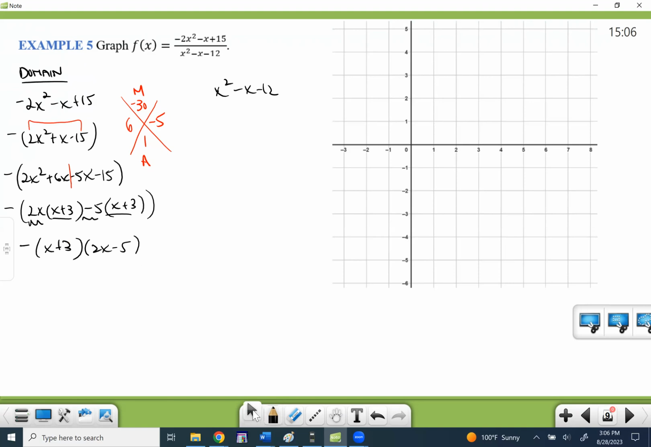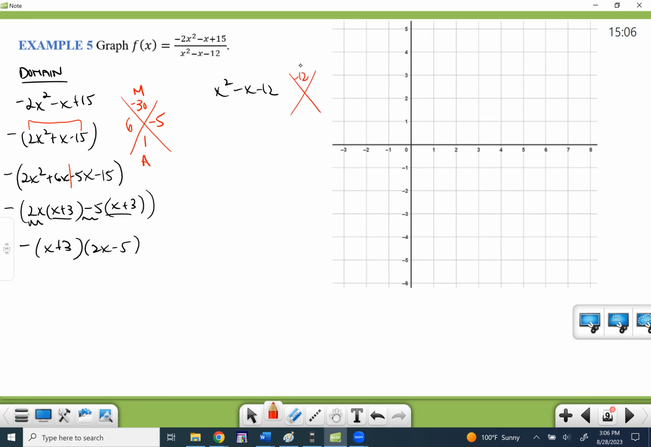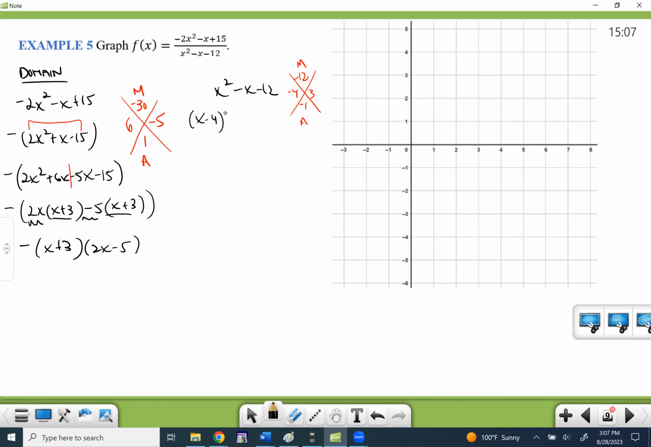Let's go look at the denominator, right? Okay, so we're looking for factors of negative 12 that add up to negative 1. What would that be? Negative 4 and positive 3. So this is going to be x minus 4 and x plus 3. I didn't have to do the AC since the leading coefficient was 1. Okay, so our original equation would be this.